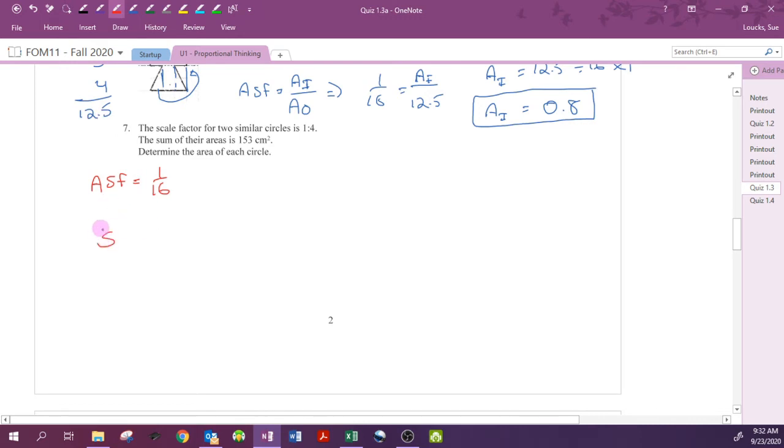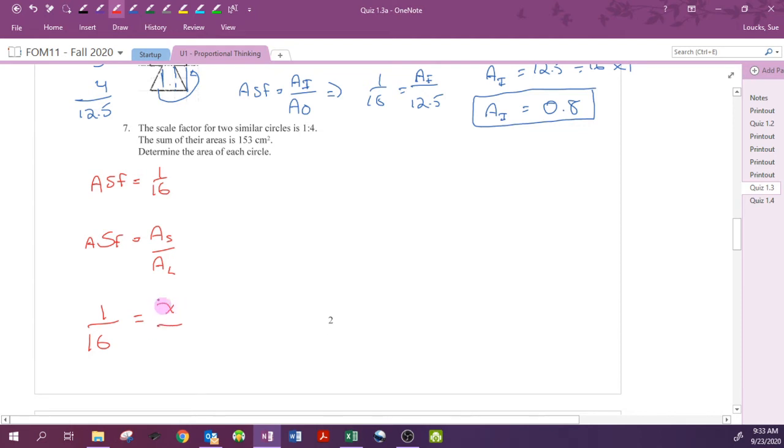So let's write down what we know. We know that the area scale factor is the area of, well, let's call it the smaller circle, and the area of the larger circle. Because the bigger number goes on the bottom, the bigger circle needs to go on the bottom of our ratio here. Okay. Do I know what the area of the smaller circle is and what the area of the larger circle is? Not yet, right? But I can put in the 1 over 16 here. And what if I say that the area of the small circle is just x? Because I don't know what it is, right?